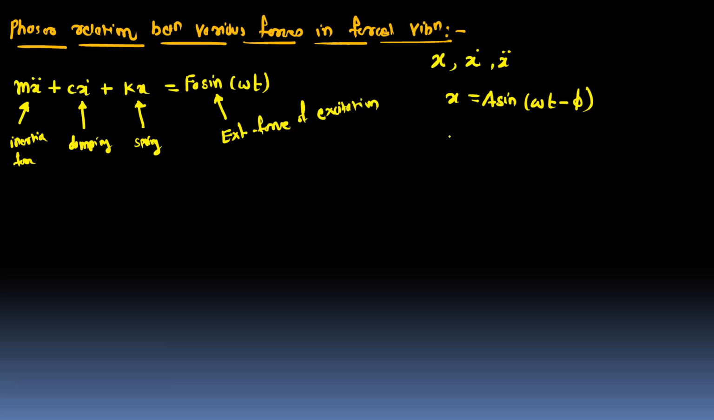Then here x dot we can find out by differentiating this equation with respect to time. So it will become a omega. So actually the derivative of sine omega t minus phi will be cos omega t minus phi, multiplied by the differentiation of omega t, which is omega. So we will get a omega cos omega t minus phi.